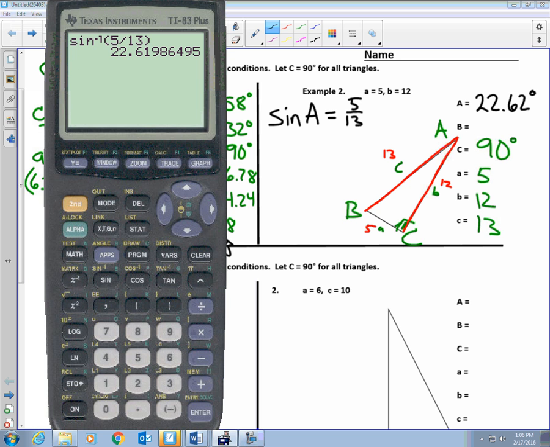Is it now easy to find B? We subtract from 90, and we're going to get 67.38 degrees.